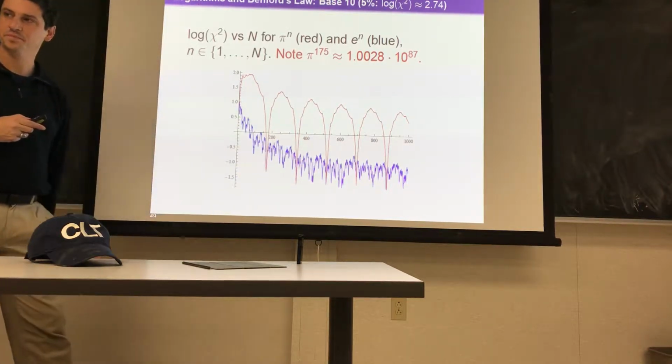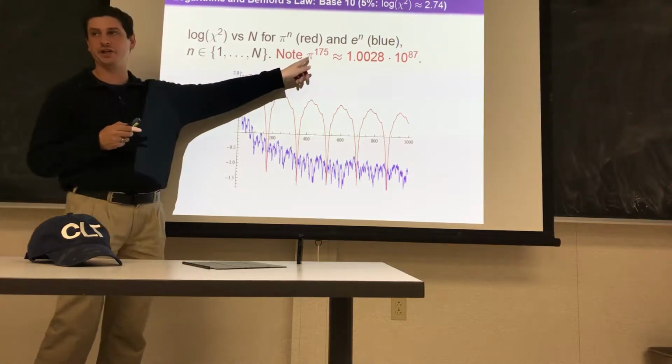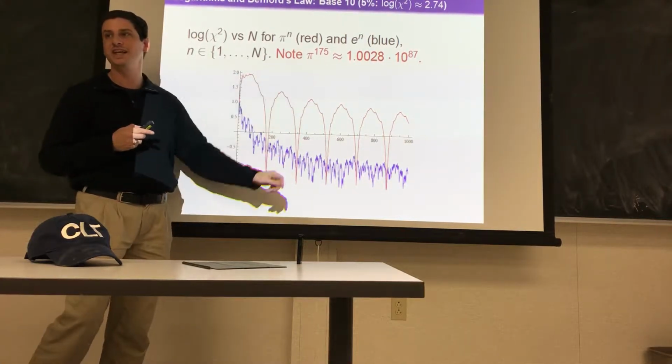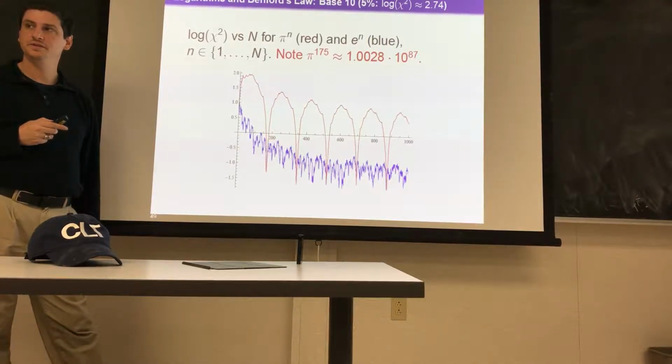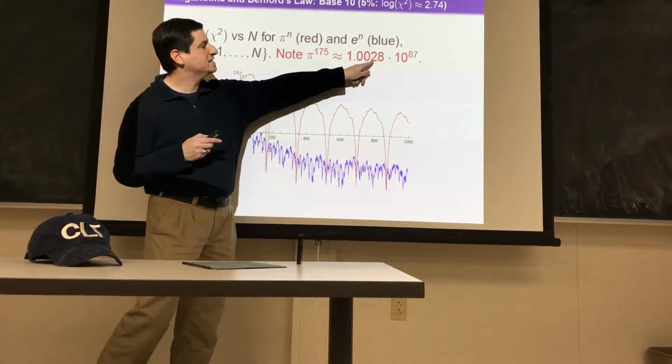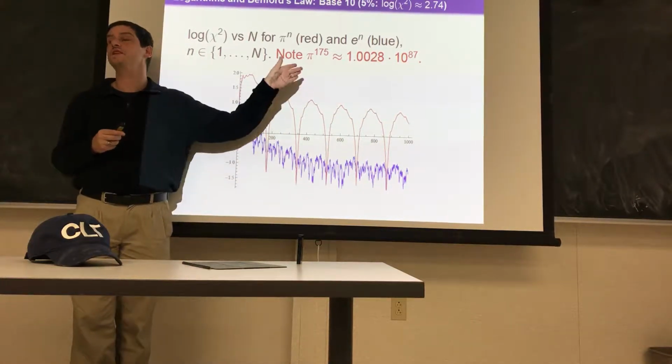As you increase n, how come the amplitude goes down, down, down? We're not increasing the period because it's not periodic. It's almost periodic. It's because you don't have exactly 10 to the 87. If it were exact, then it would be perfectly periodic.